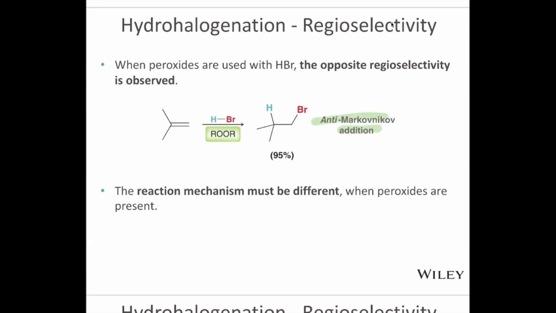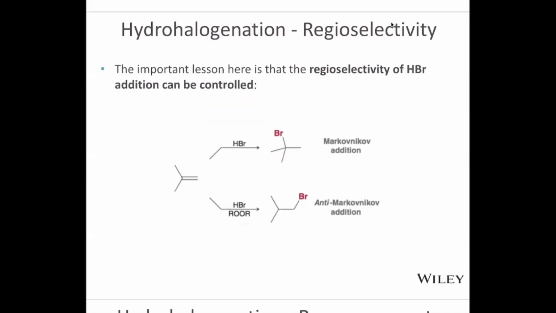And the way that we could pull that off is by putting it in the presence of peroxide. ROOR is peroxide. That is going to facilitate a radical reaction, which gives us the non- or anti-Markovnikov product. So if we look at the regioselectivity of hydrohalogenation, we have our alkene here. HBr by itself gives us the Markovnikov addition. HBr in the presence of peroxide is going to give us the anti-Markovnikov, or I call it non-Markovnikov.